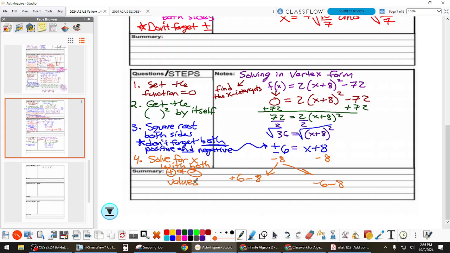Okay, so the positive 6 minus 8, that would give negative 2. And then the negative 6 minus 8 would give negative 14. So we have two answers, just like we've seen with quadratics. That parabola can cross up to 2 times. So just a quick reminder, if it looks like that, it crosses twice. So we can have two answers.